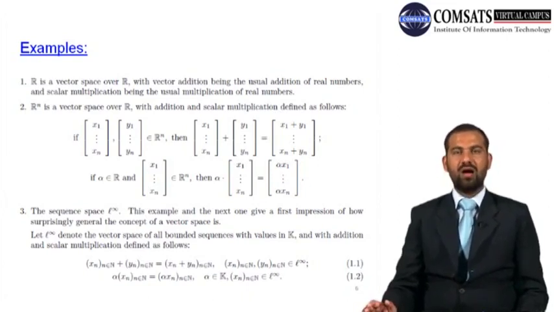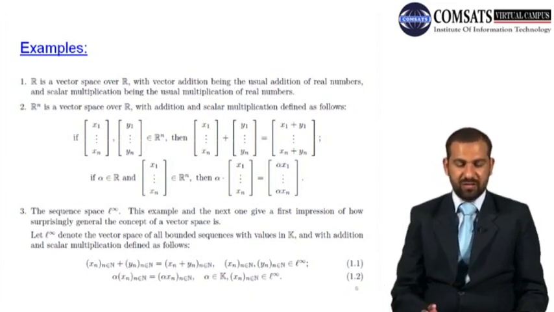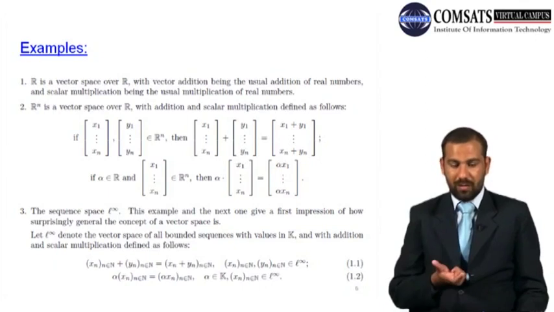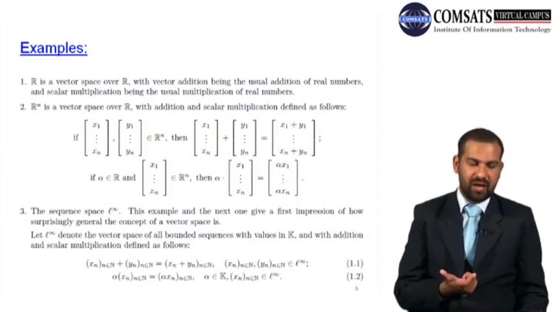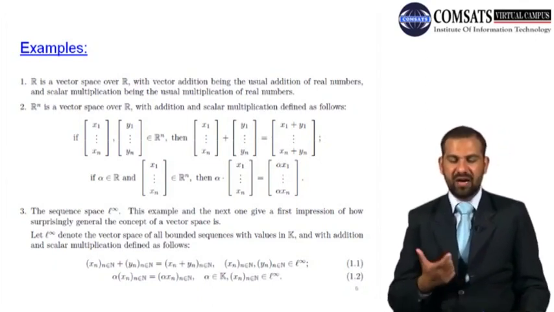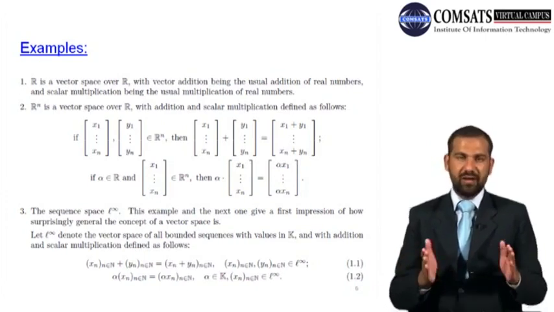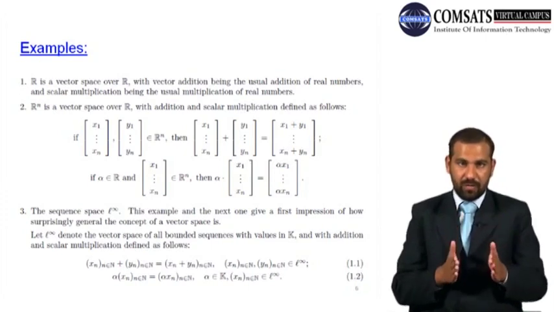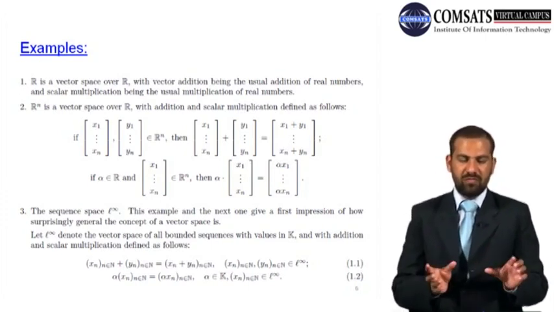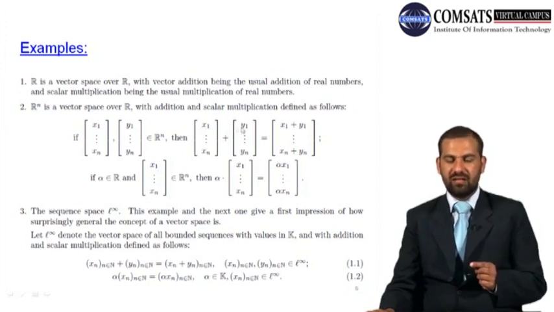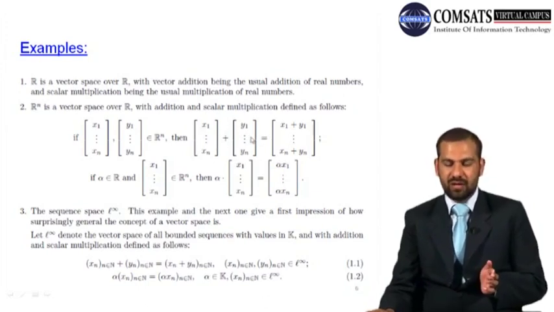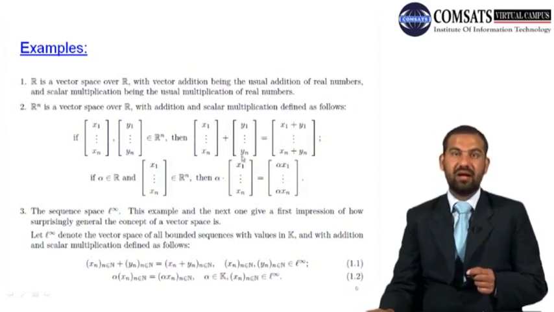Now the next one is Rn, which is a vector space over R. In the first example we said that R is a vector space, but it's a one-dimensional vector space. Rn is an n-dimensional vector space over the field R with addition and scalar multiplication. Whenever we add two vectors, we write them in column form, first vector, second vector. Whenever the two vectors belong to Rn, their addition is the component-wise addition: x1 is added to y1, x2 is added to y2, and so on up to xn added to yn.